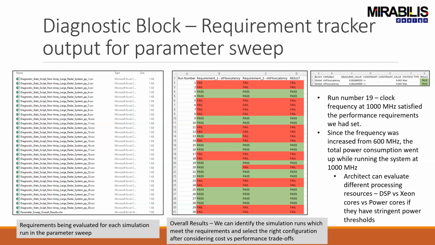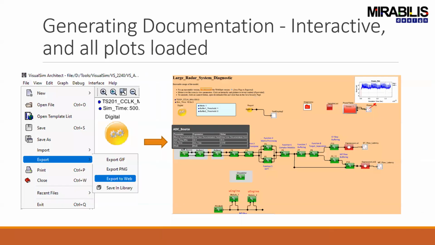So if it is not possible, then the architect needs to evaluate different resources. So right now we are using different DSP cores, but what if they replace them with Xeon cores or PowerPC cores? Whether that is going to meet the performance while meeting the power constraints. So these are some questions that can be answered very early in the design process using this approach.